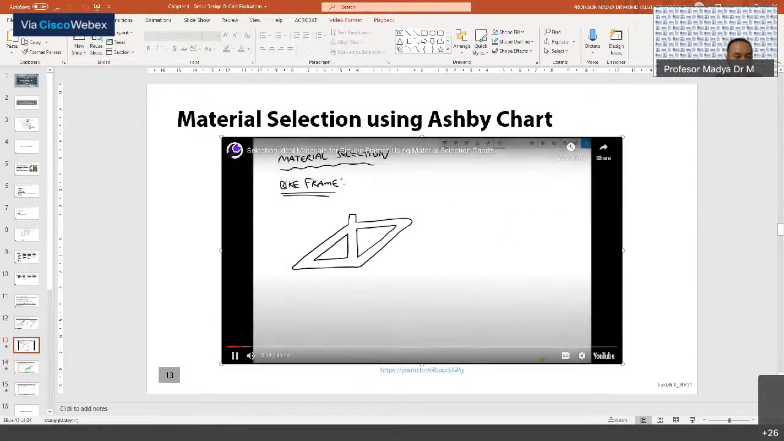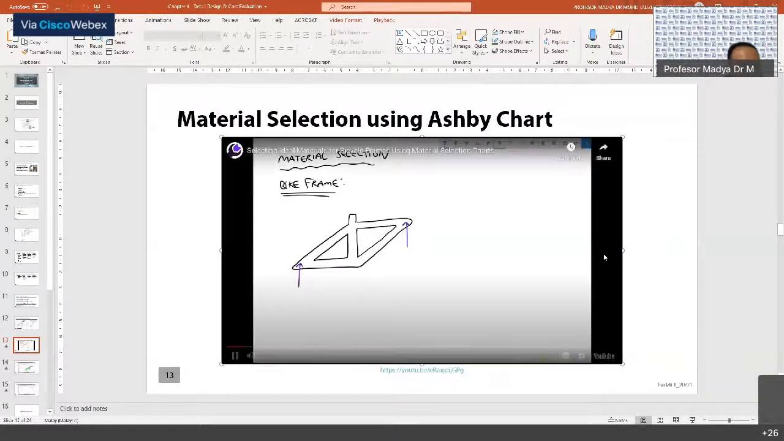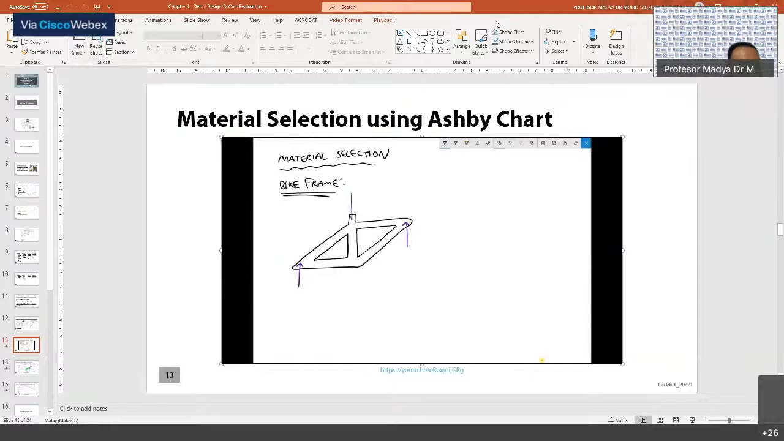First of all, we're going to have upward forces at the rear wheel and the front wheel. We're going to have the mass or the weight of the user acting down. And the user is also going to be applying forces at the pedal.